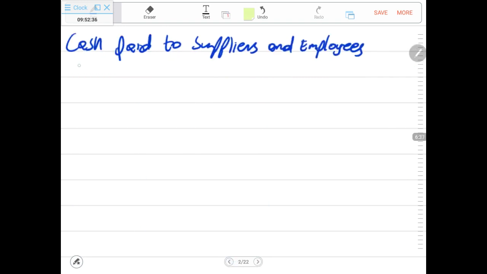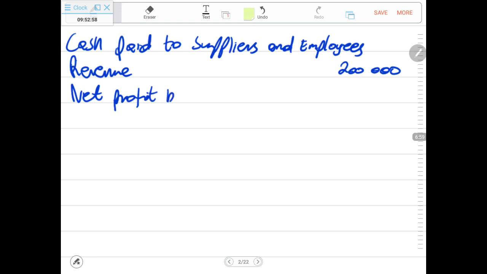Now we know that in the cash paid to suppliers, we start with the revenue or the gross revenue, which in this case is our income. Our revenue amounts to 200,000 rands. Then we know that this note says net profit before tax. We say less net profit before tax.